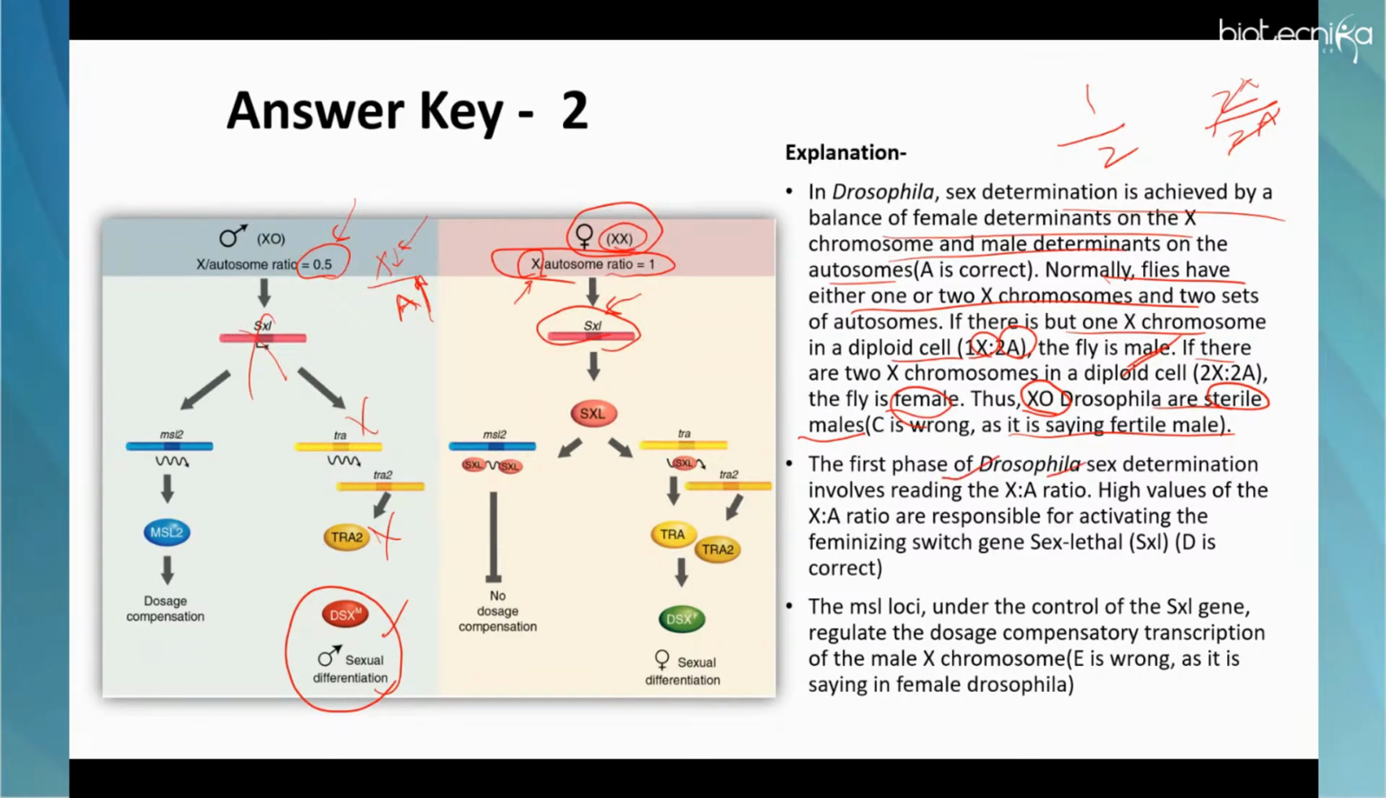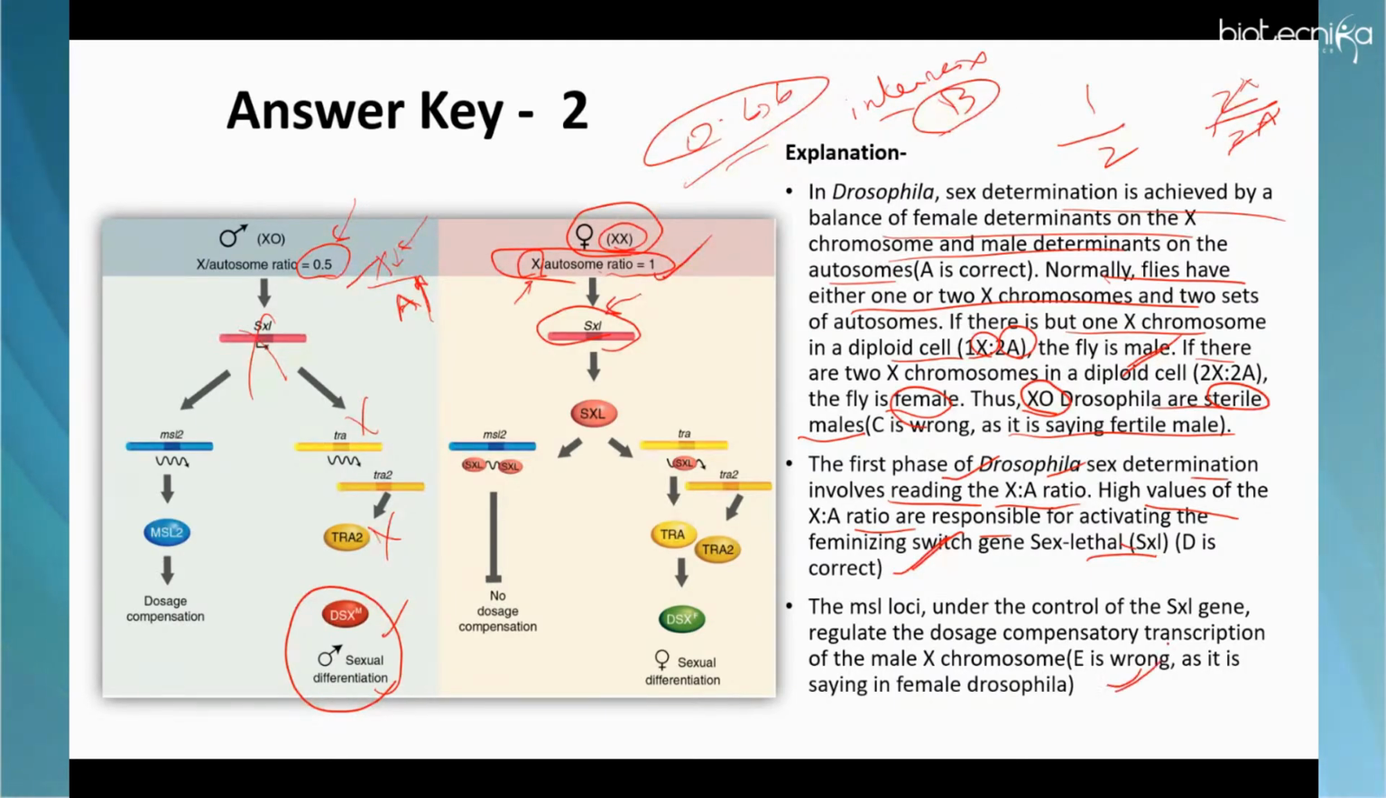And the first phase of Drosophila sex determination involves reading the X to A ratio. High values of X to A ratio are responsible for activating the feminizing switch gene, Sex lethal. So D is correct because it activates SXL in the female form. And if you have 0.66, it will lead to intersex because it is somewhere between the ratio of 1 and 0.5. So B will also be correct.